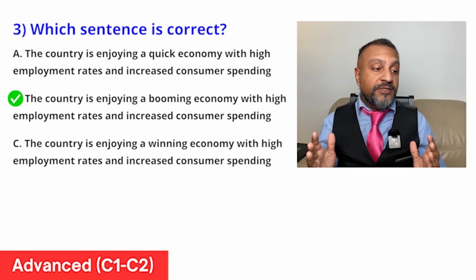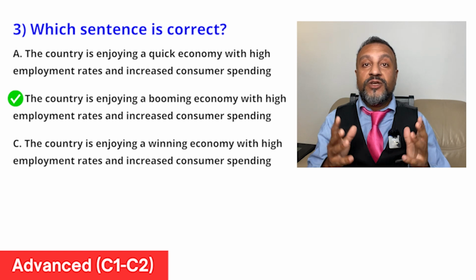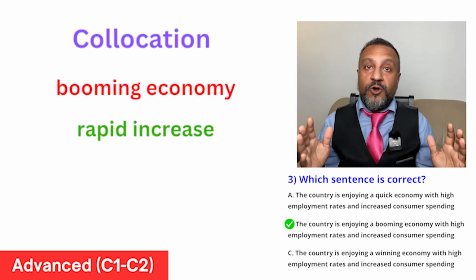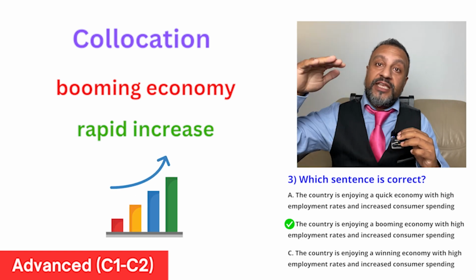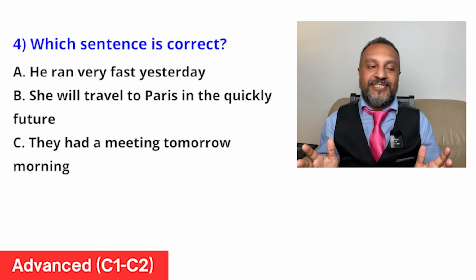The correct answer is the country is enjoying a booming economy with high employment rates and increased consumer spending. But why? This is a collocation. Booming economy means a rapid increase in the economy. Which is the correct sentence?